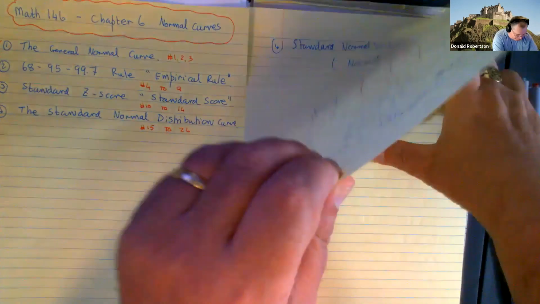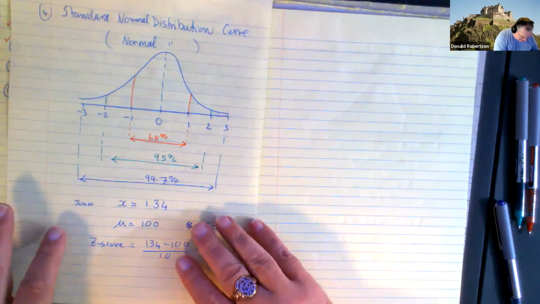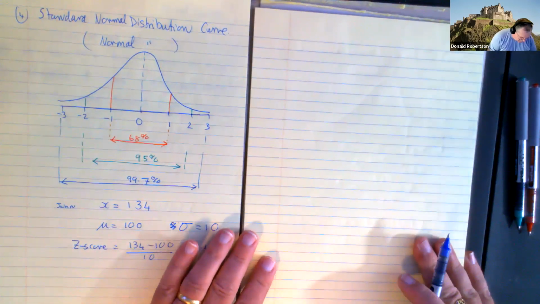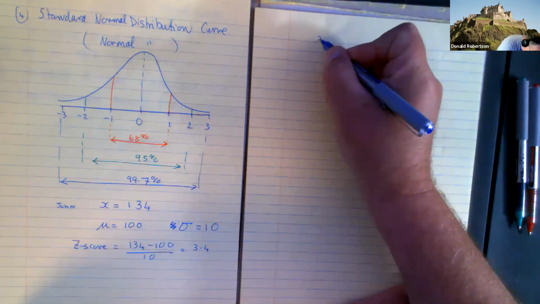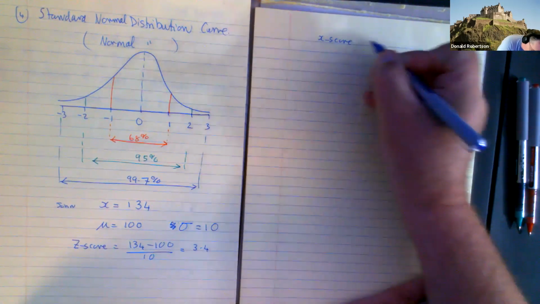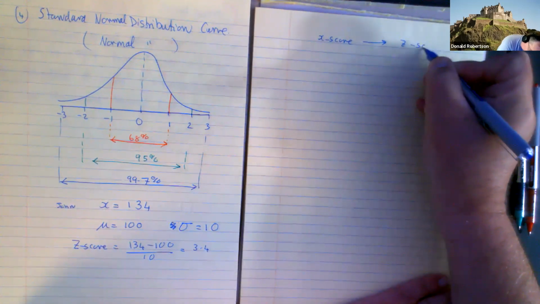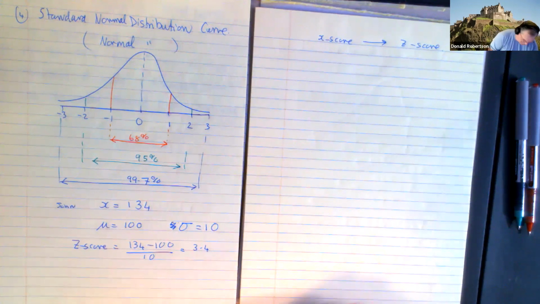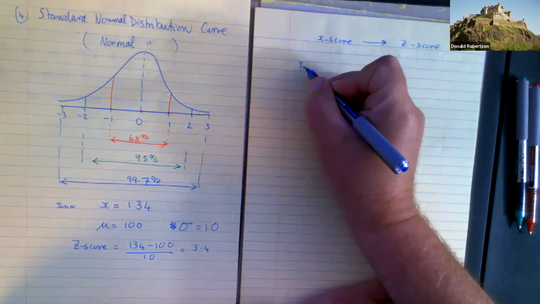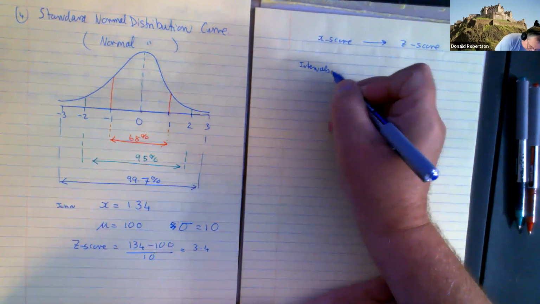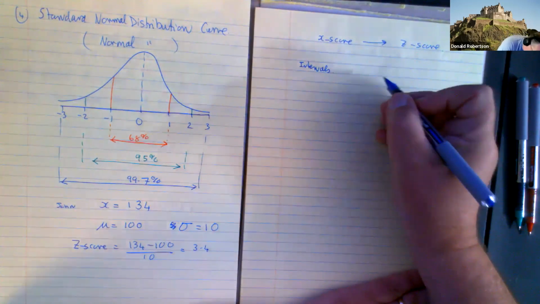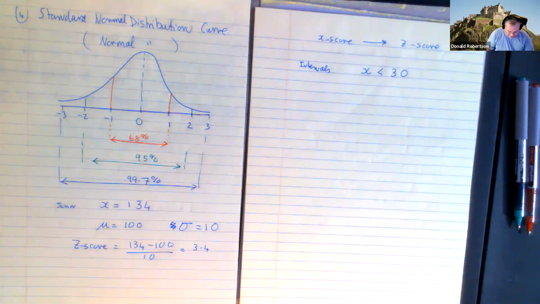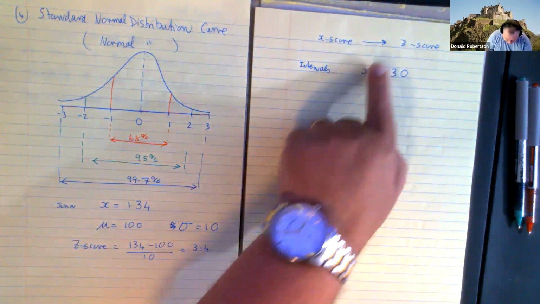So the next thing that we're going to do is really twofold. We're going to take an X score and turn it into a Z score. That we've done before. And then we're going to take it one stage further. We're then going to look at intervals. So for instance, I want to write what does an X less than 30 look like if you turn the data, the X's, into Z scores.